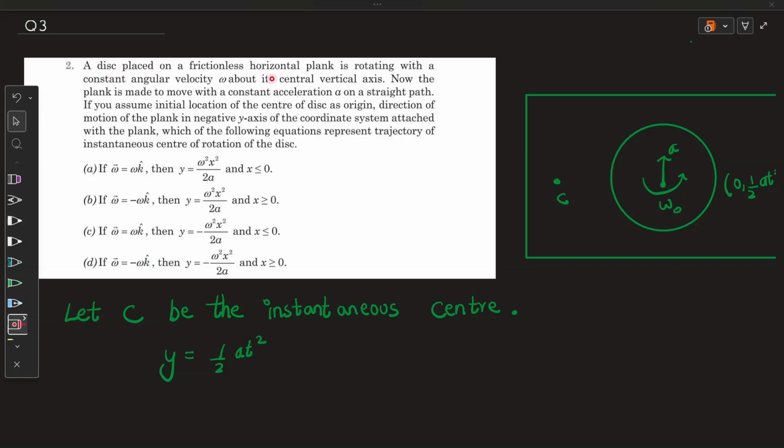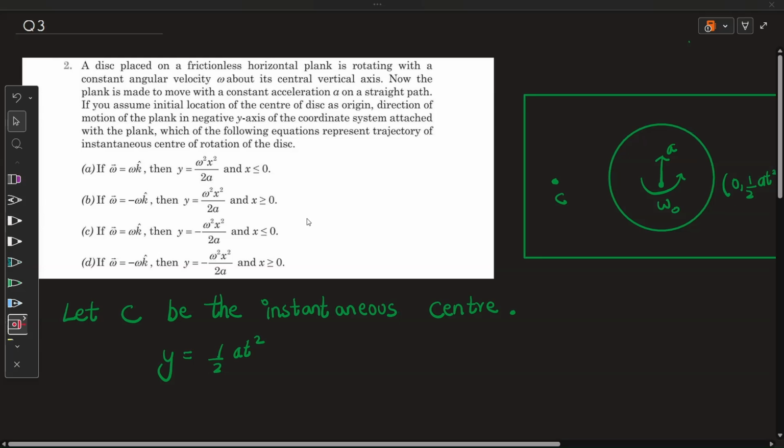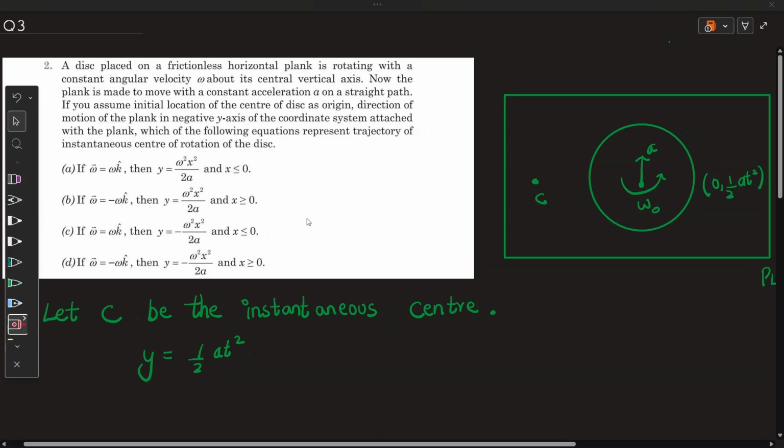Question number 3. A disk placed on a frictionless horizontal plank is rotating with a constant angular velocity omega about its central vertical axis. Now the plank is made to move with a constant acceleration a on the straight path. If you assume the initial location of the center of the disk as origin, direction of motion of the plank in negative y-axis of the coordinate system attached with the plank, which of the following equations represent the trajectory of instantaneous center of rotation?